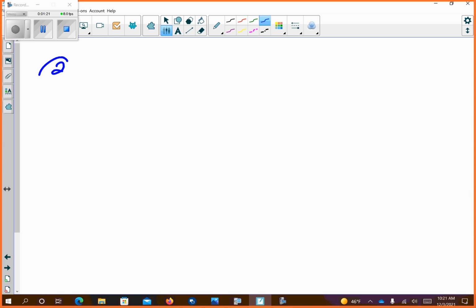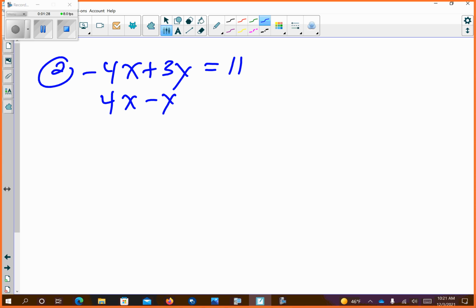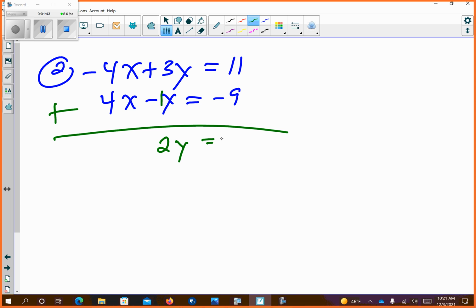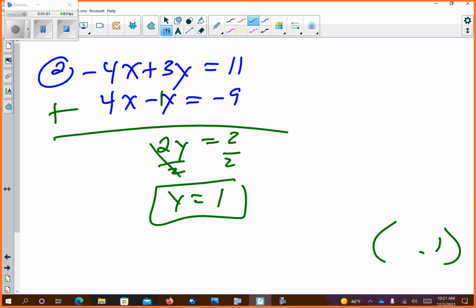Number 2, we have negative 4x plus 3y equals 11, and 4x minus y equals negative 9. Hey, friends, can I add these together as is? And if so, what falls out? The x's go away, right? So then I get 3y plus negative y, or negative 1y. So that's going to give me 2y. And then 11 plus negative 9, or 11 minus 9 is 2. So my y value is 1. So that's part of my answer.